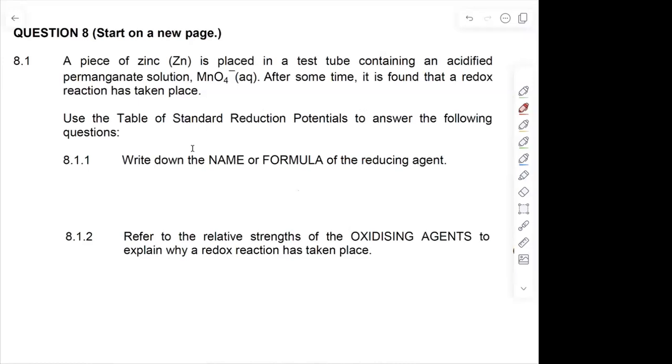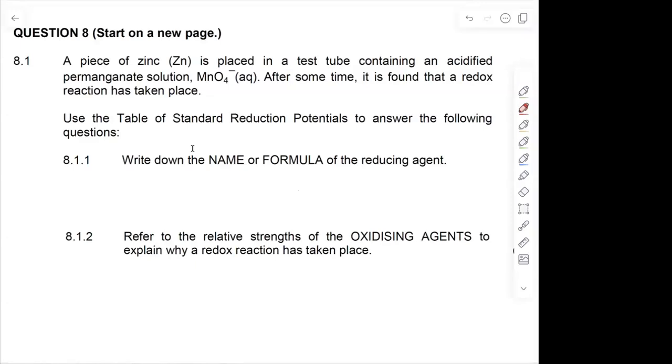Cool. So question 8, start on a new page. 8.1, a piece of zinc is placed in a test tube containing an acidified permanganate solution. After some time, it's found that a redox reaction takes place. Use the table of standard reduction potentials to answer the following questions. Write down the name of the reducing agent, right? So we've got zinc and a piece, and then a permanganate solution that is there. Write down the name or formula of the reducing agent.